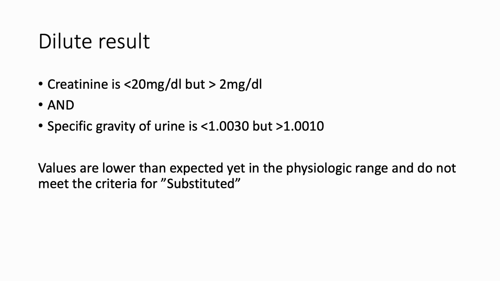This slide, along with the next one, shows the difference between a dilute versus substituted urine. Dilute is when the creatinine is low, but it could still be physiologically normal. Even though 20 milligrams per deciliter is the cutoff, it can occasionally be lower than that, but never lower than 2. In practice, tests are often scheduled in advance and donors are told to bring a full bladder, so it's not uncommon to see a dilute result. In fact, studies have shown that 5 to 7% of results are dilute.